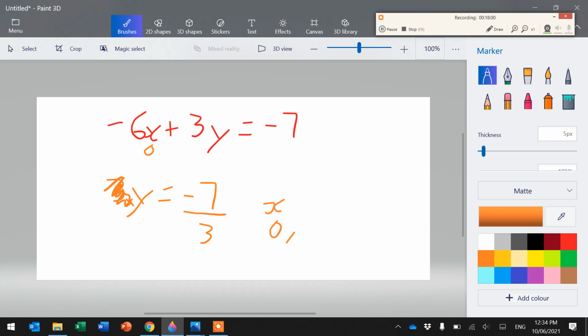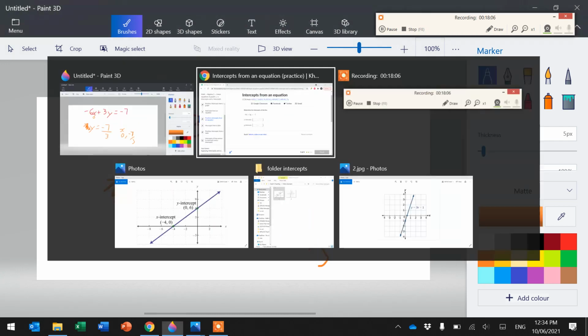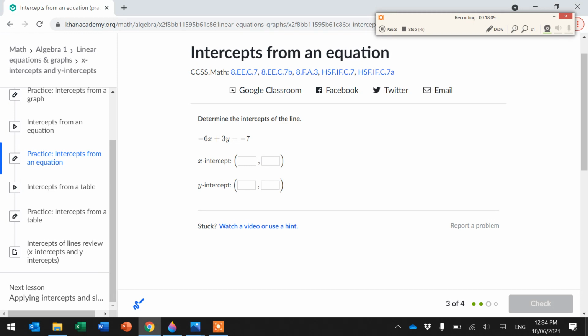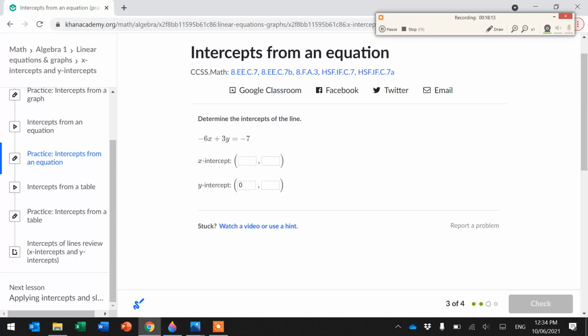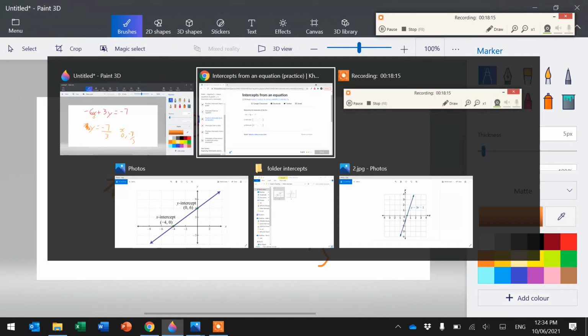So 0, minus 7 over 3. So we'll put that in. And minus 7 on 3.